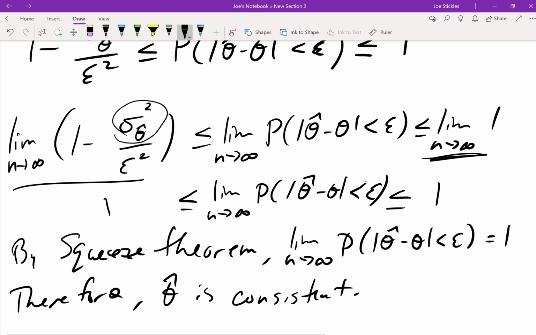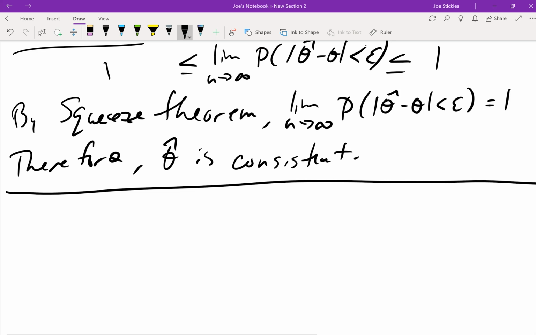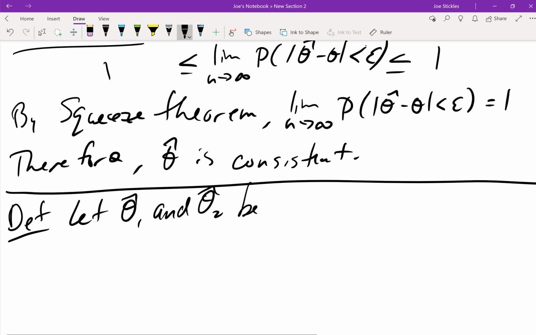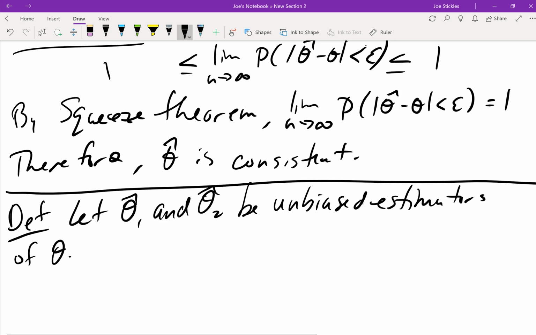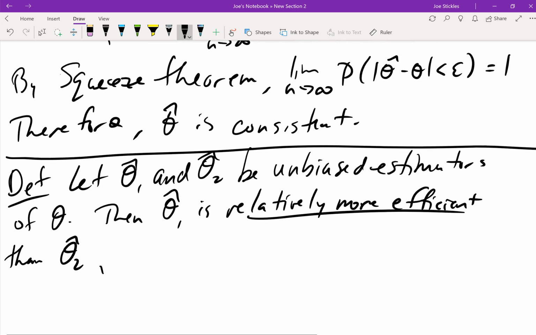So another thing that we want to be able to say about estimators, besides being consistent, is whether or not they're efficient. So, as a definition here, let theta 1 hat and theta 2 hat be unbiased estimators of theta. Then we say theta 1 hat is relatively more efficient than theta 2 hat if the variance of theta 1 hat is less than the variance of theta 2 hat.